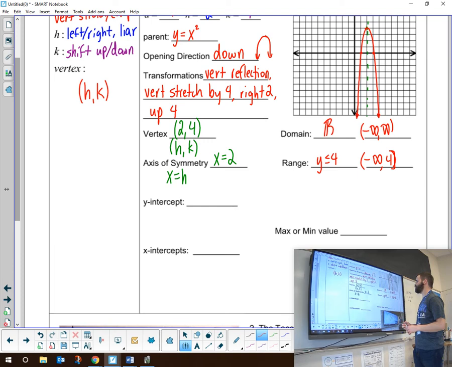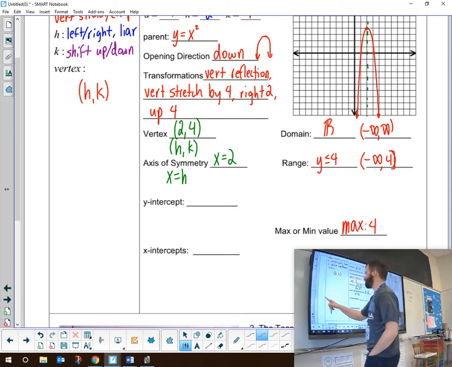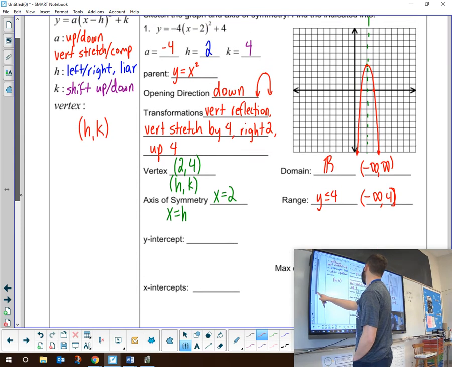But first, our max or min value. Your max or min, well, this one's going to be a maximum, right? We have a maximum at 4. So we're going to have a maximum of 4. But now let's talk more in detail about how we find our y-intercept and how we find our x-intercept.